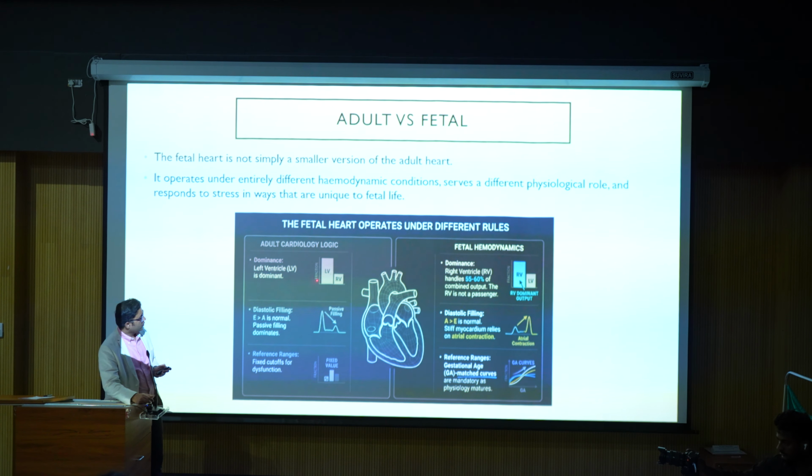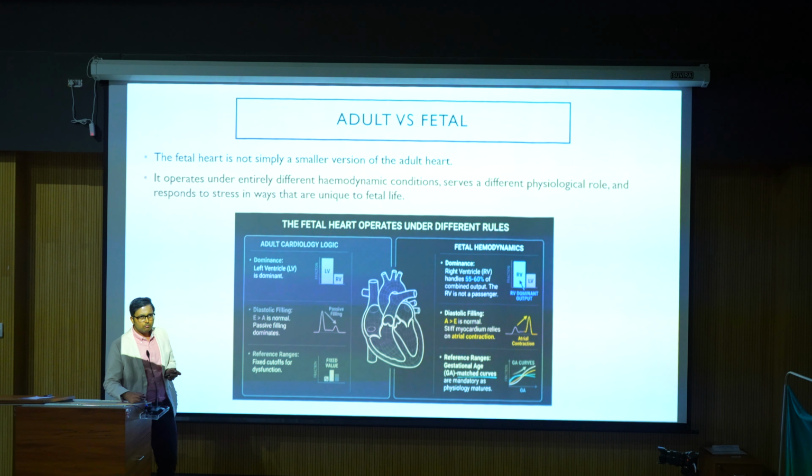as I said during the demonstration, in adults, when we do the assessment at the mitral or tricuspid valve, the heart is mainly a left ventricle dominant heart, whereas in fetal conditions it is mostly right heart dominance, where 55 to 60% of the cardiac output is from the right ventricle rather than the left ventricle.